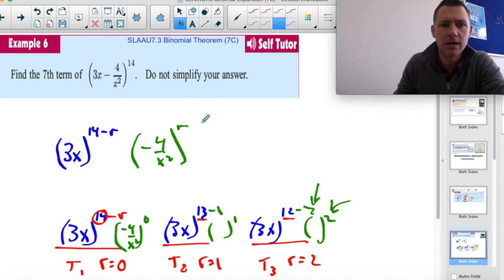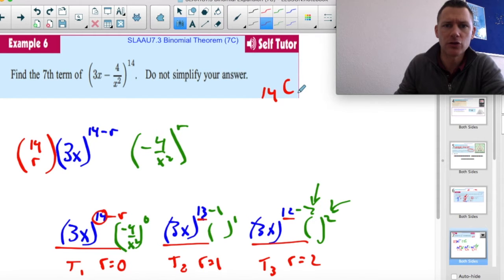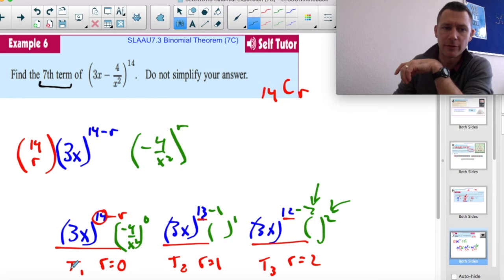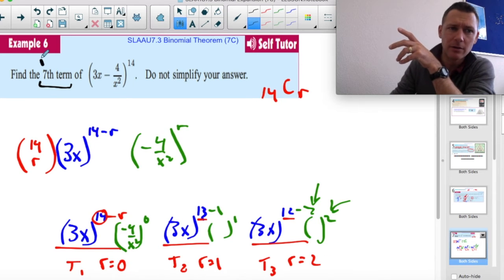And then also there's this weird mediator in front, that's the binomial coefficient, that's going to be 14 choose r. We saw that in our calculator as n choose r, right? Now at first sight I don't know what the r is, but I do know that I'm looking for the 7th term. So term 1 r was 0, term 2 r is 1, term 3 r is 2. R is kind of like the change. So in term 7, the r is always 1 less than the term number. So r has got to be 6.